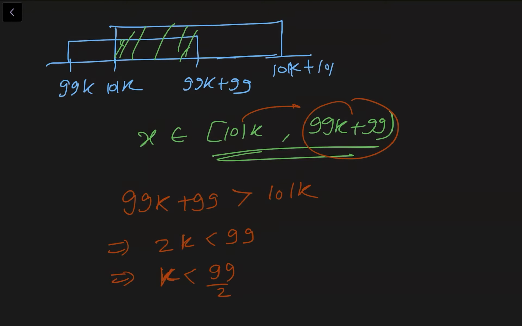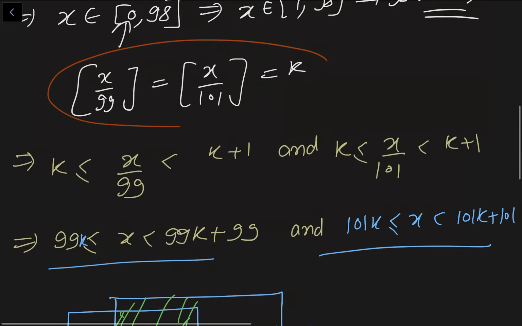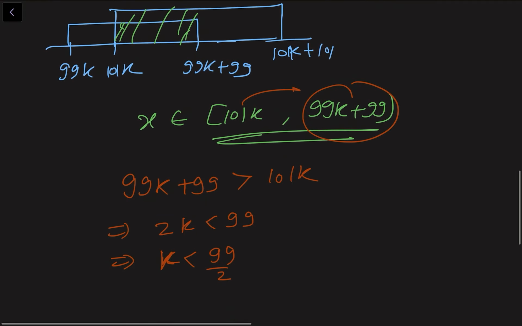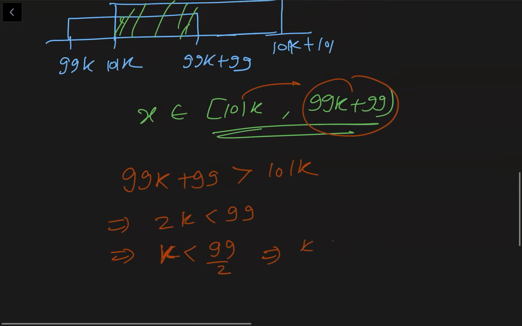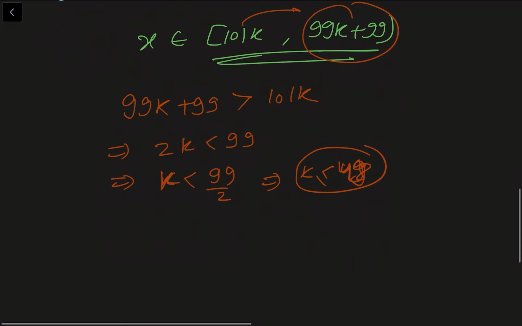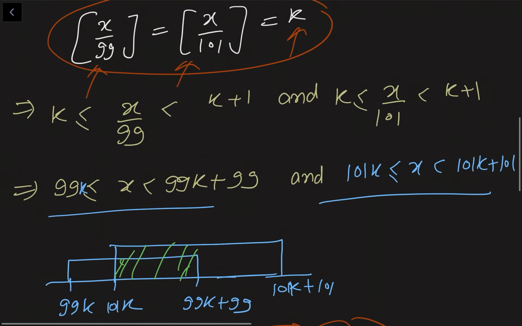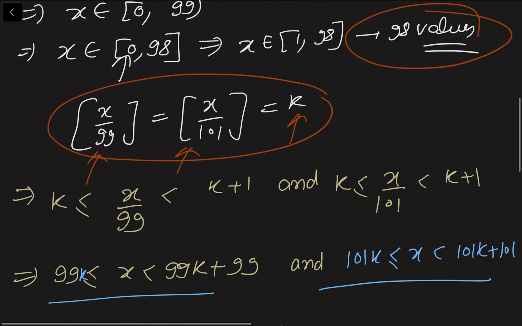But k is an integer only, since I assumed this quantity to be k. If this is an integer, then k should be less than or equal to 49. So the values of k will be 1 to 49. And for k equal to 0, we already counted 98 values.